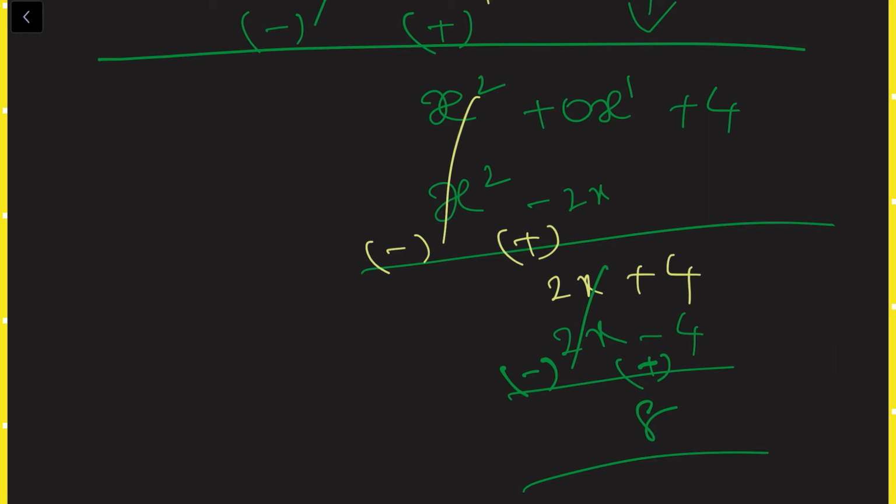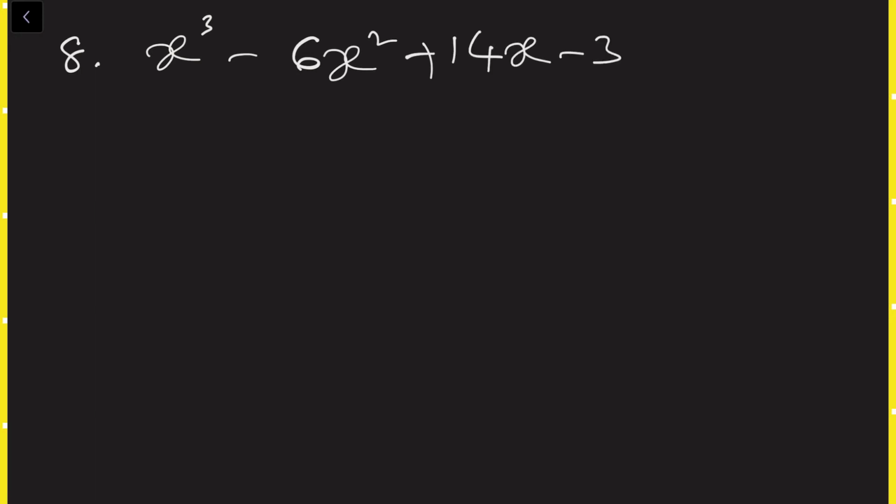Next, question number 8. Find the remainder when x cube minus 6x square plus 14x minus 3 is divided by 1 minus 2x. Here plus 1 is there, so minus 1. Here multiplied by minus 2 is there, so that's why it will become divided by minus 2. Minus minus cancel, so remains with 1 by 2. It means in the place of x we need to substitute 1 by 2.